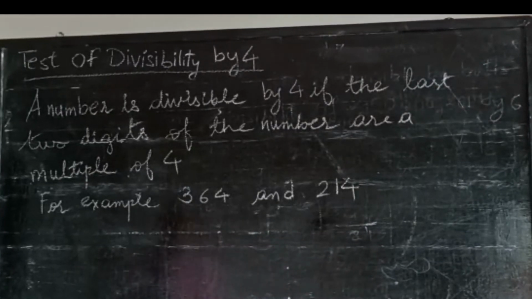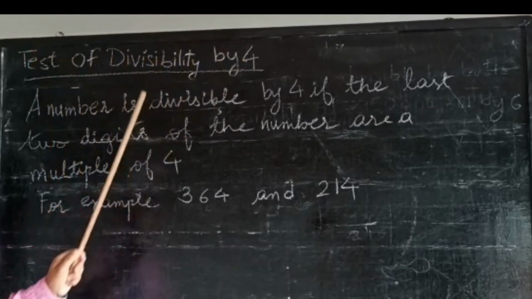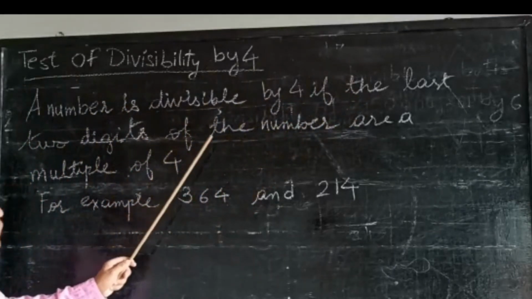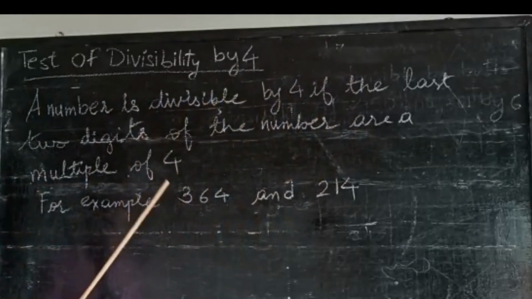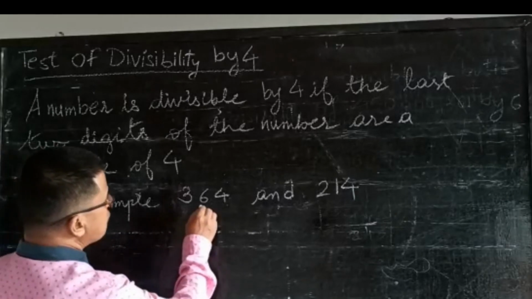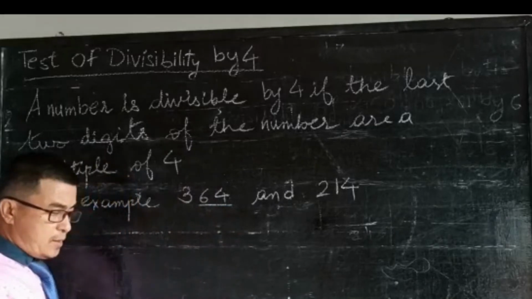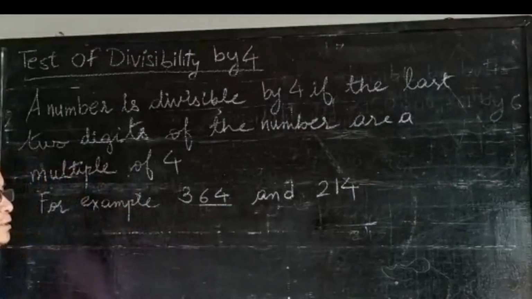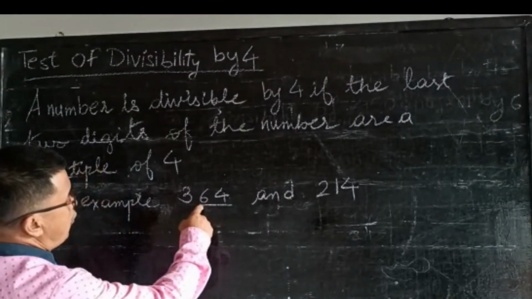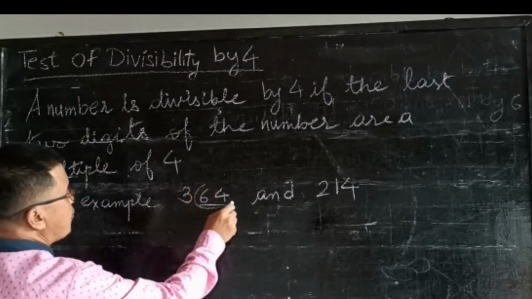Now we'll see the test of divisibility by 4. A number is divisible by 4 if the last two digits of the number are a multiple of 4. For example, we take 364. We take the last two digits, 6 and 4. Now 64, we'll see whether it's a multiple of 4 or not. 4 sixteens are 64. So this 64 is a multiple of 4.